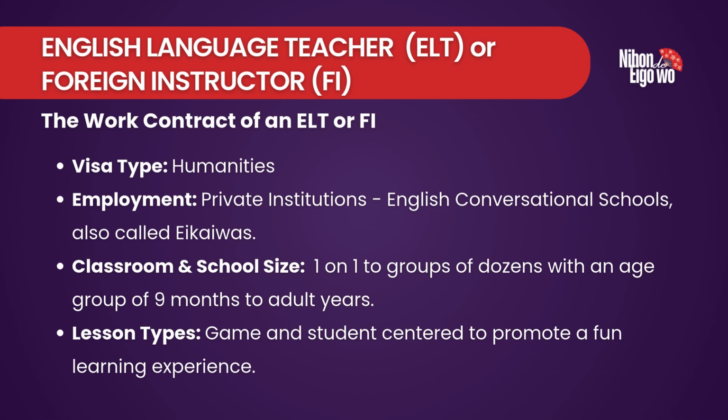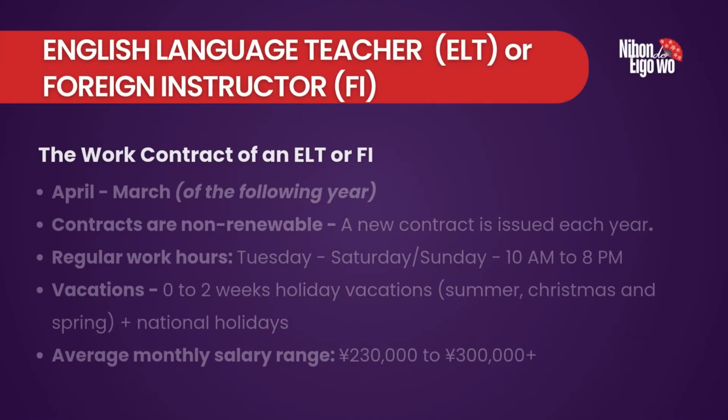And unlike the ALT's classroom, eikaiwa classes usually entail one-on-one teaching to groups of dozens. These individuals are going to be aged anywhere between 9 months old to adult years, and adult years can go up to 80 years old, depending on their capabilities. Now, the lesson types at eikaiwas are student and game-centered, which means that the lesson plans are structured for students to learn English in a fun and exciting way.